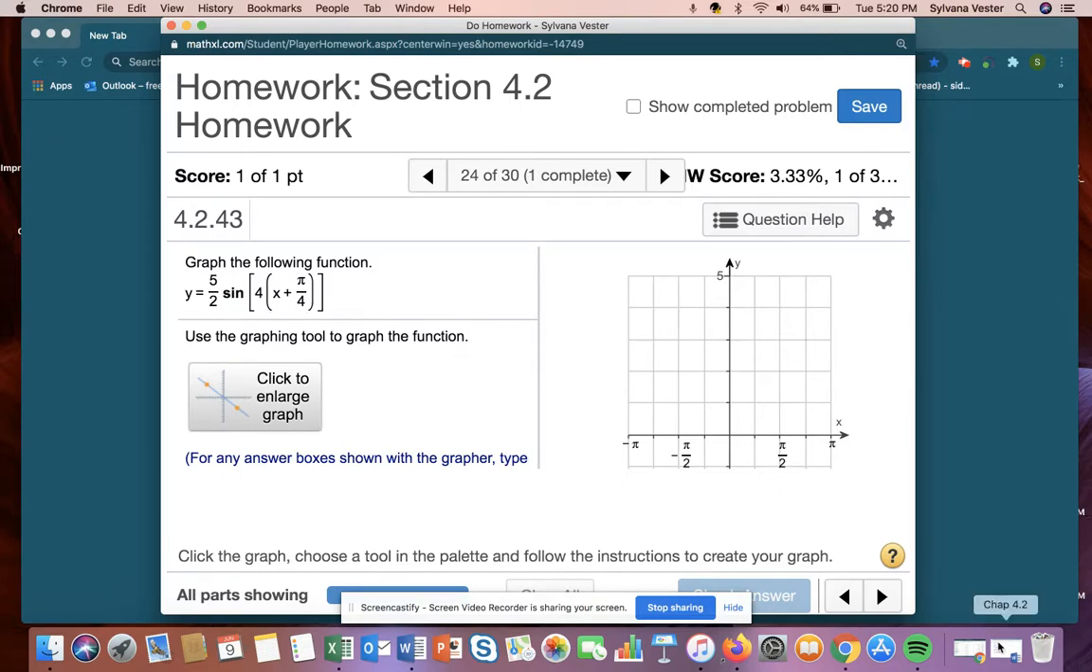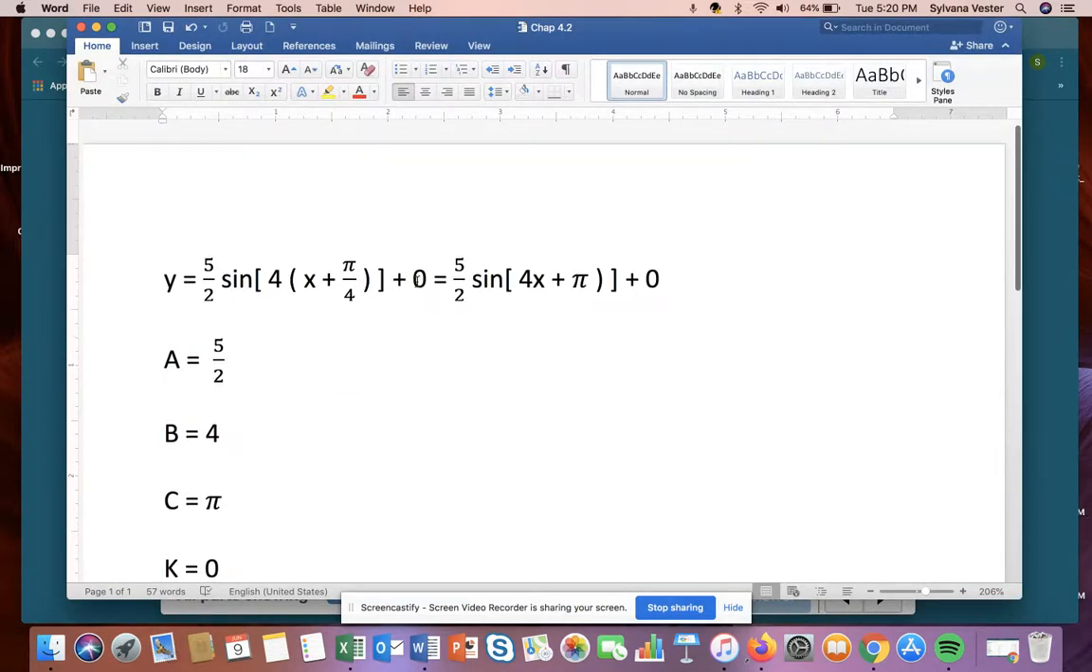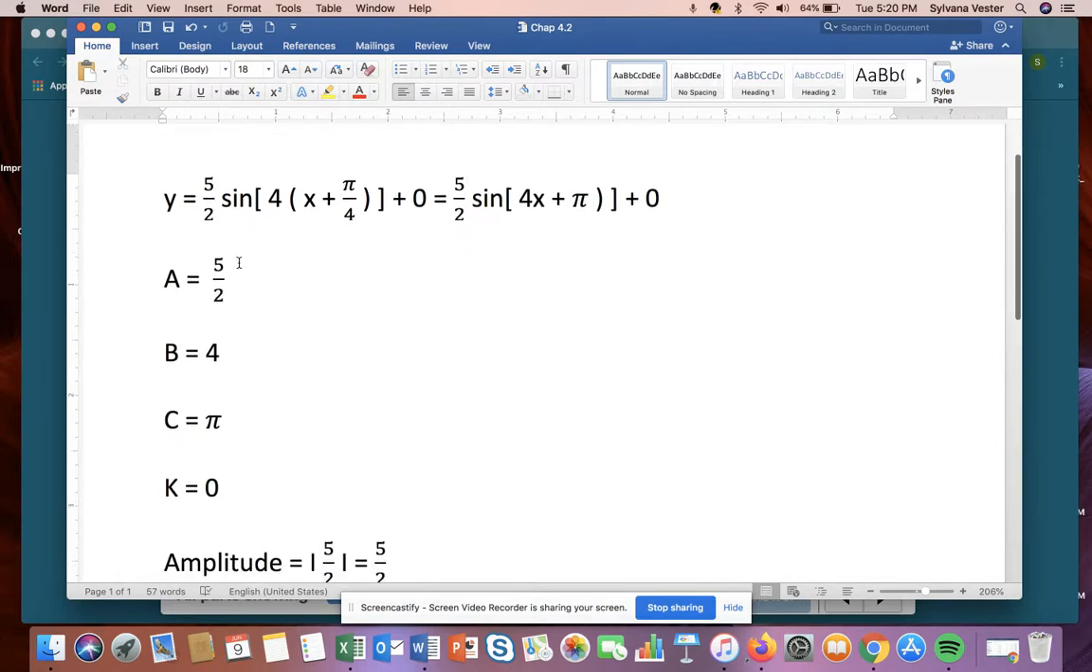Now, the first thing I did is, let me just show you here. I went ahead and distributed, and I added this 0 here. So here's the basic equation. Remember, this is k. It's not written there, but I'm writing it there for emphasis. And then I distributed the 4 to the x and the 4 to the pi over 4. So you'll actually get sine of 4x plus pi. And this is necessary so that you can actually recognize what a, b, c, and k are. So c is not pi over 4, it's pi.